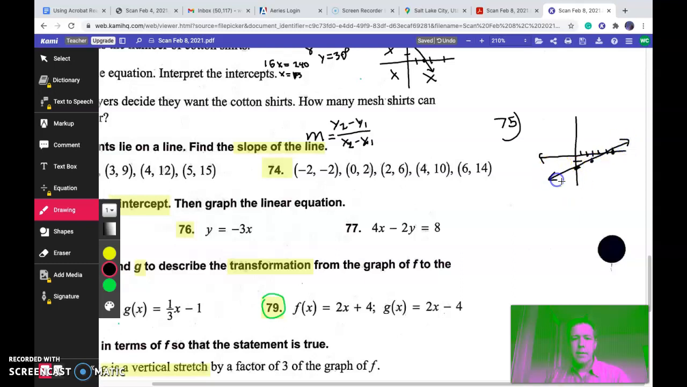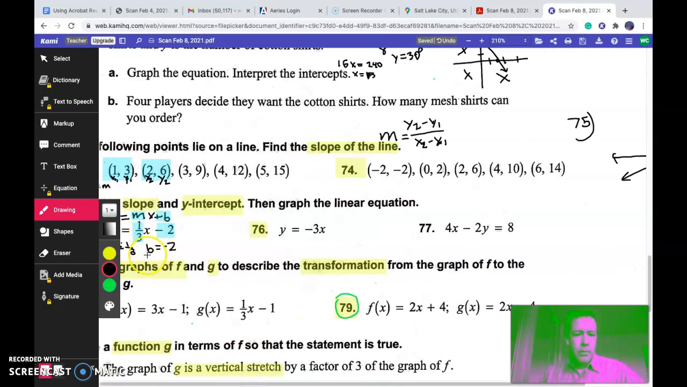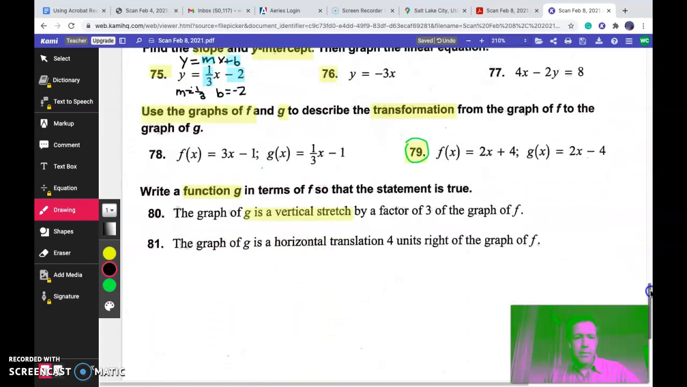All right. That is how you graph problem 75 and use the slope and the y-intercept. You may want to pause that and go back and go over it if you need to, but you guys are going to do problem 76 again on your own. Pause the video, and when you're done with problem 76, unpause it. We'll take a look at problem 78.